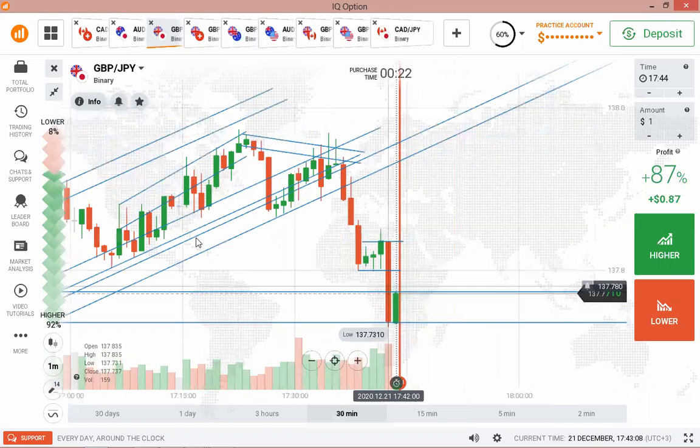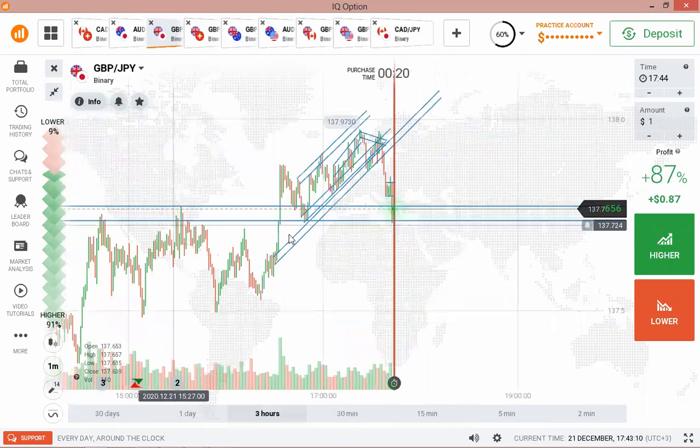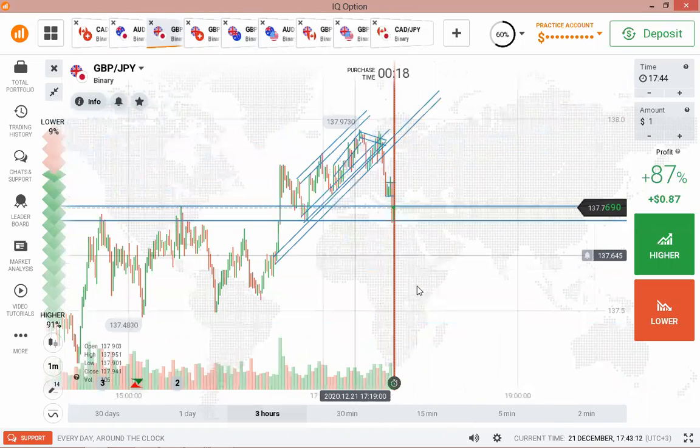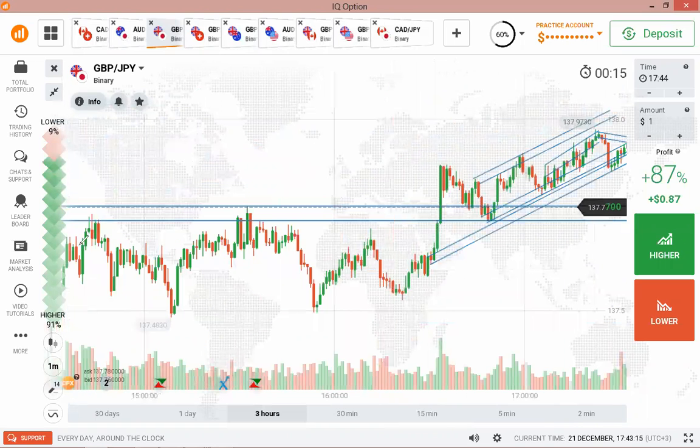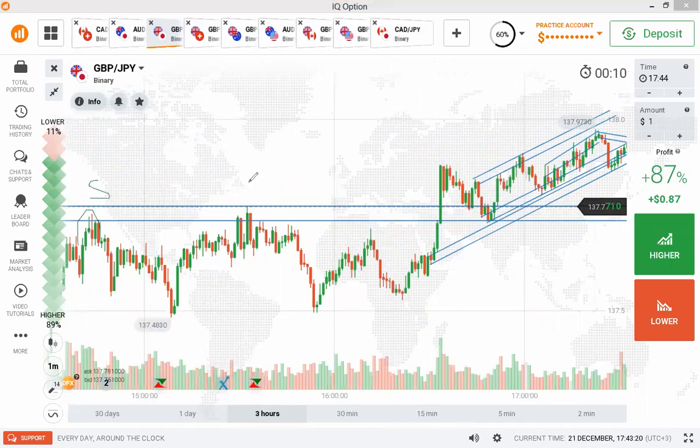Now it has reached the major supply and demand zone. Major supply and demand zone. Let me show you, don't be confused. Major supply and demand zone. Supply S, supply S, demand D, demand D. So, supply and demand zone.